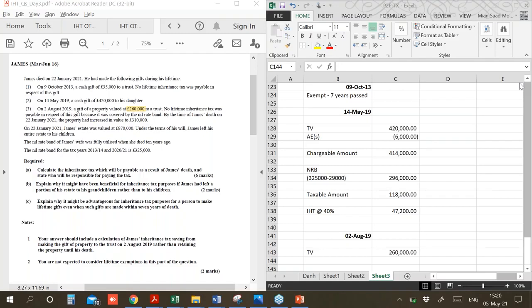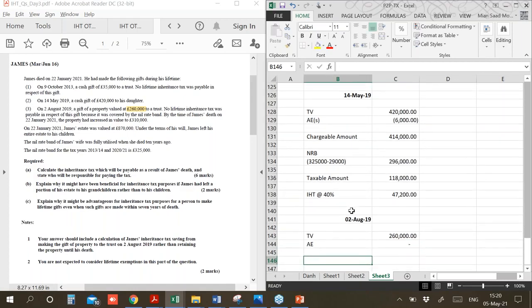No annual exemption. Okay, why? Because the gift has been made in the same tax year. So only one annual exemption is available per tax year, and that has already been utilized by the cash gift of 422 daughter. So there will be no annual exemption available. AEs will not be available. So this will be its chargeable amount as well, that is 260,000.